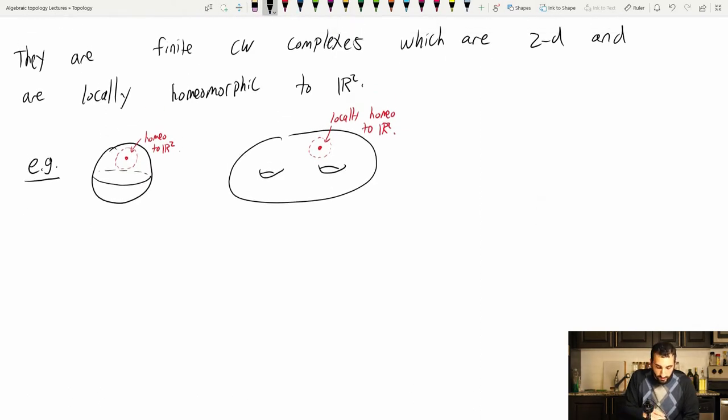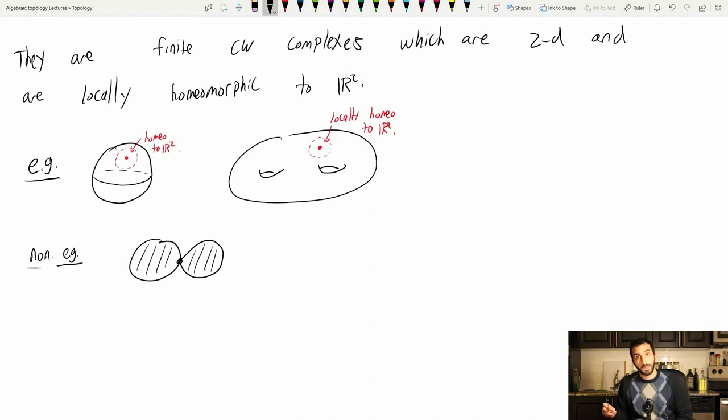So here's a non-example. This is a finite two-dimensional CW complex. Both of these disks are filled in, but this point here is a problem point. It has no neighborhood homeomorphic to R2. And one way you can see that is any neighborhood of that point must obviously contain that point. And if I remove that point from that neighborhood, I get something disconnected. Whereas if I ever remove a point from R2, the result is always still connected.